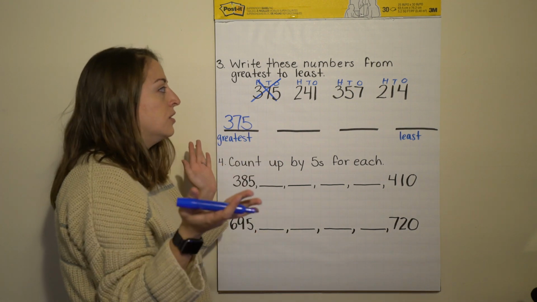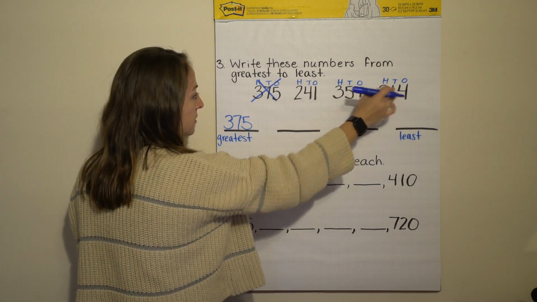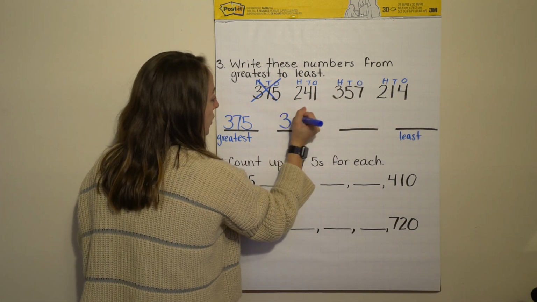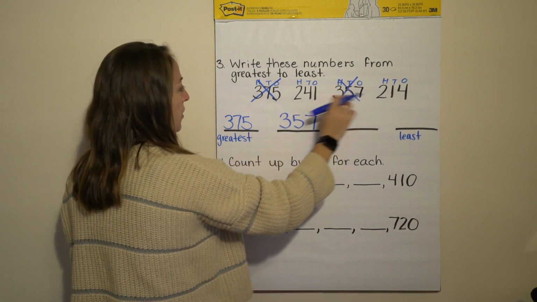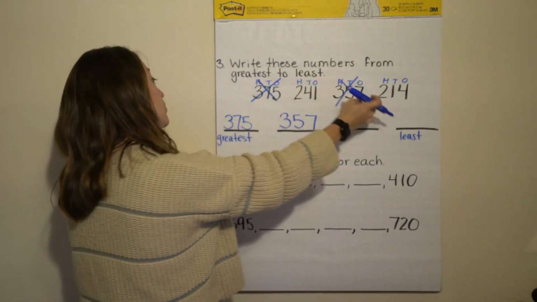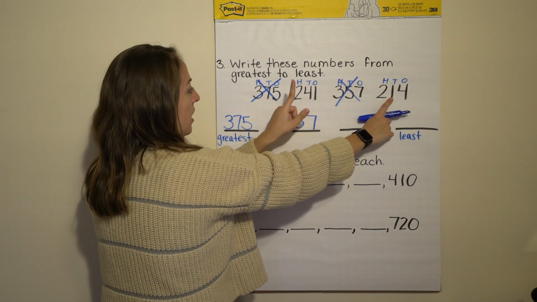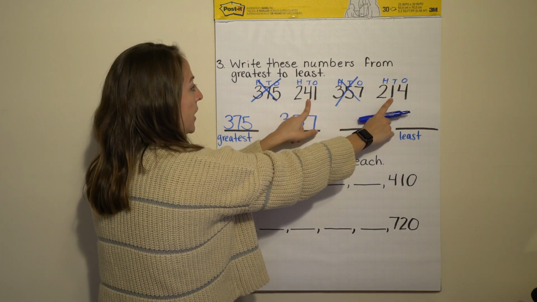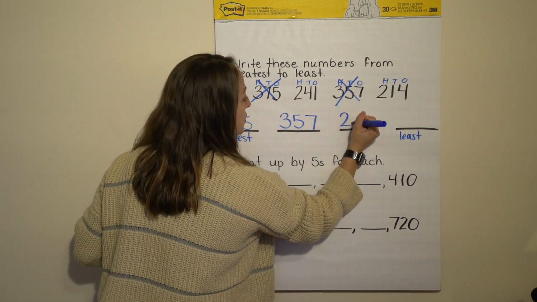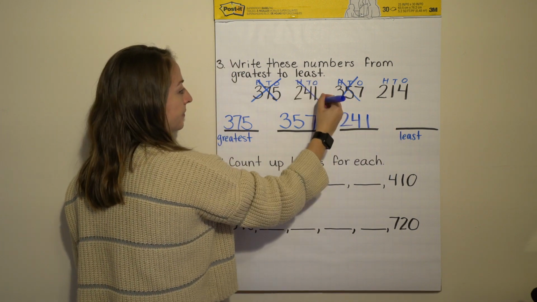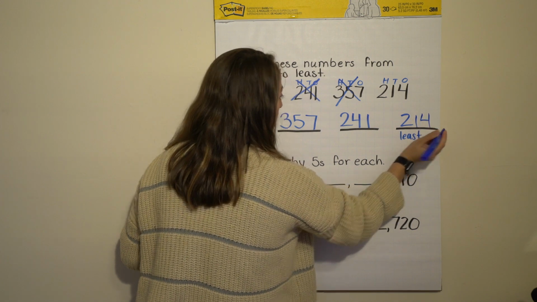Now you should automatically know which number comes next because this has the most hundreds compared to these numbers. So we're going to put 357 next. All right, let's look at these two. Okay, so they have the same amount of hundreds. They have 2 hundreds. Now we have to look at the tens place. We only have 1 ten here and 4 tens here. The greatest amount of tens would be from this number. So we're going to put 241 here. And now we know that 214 is the least number.